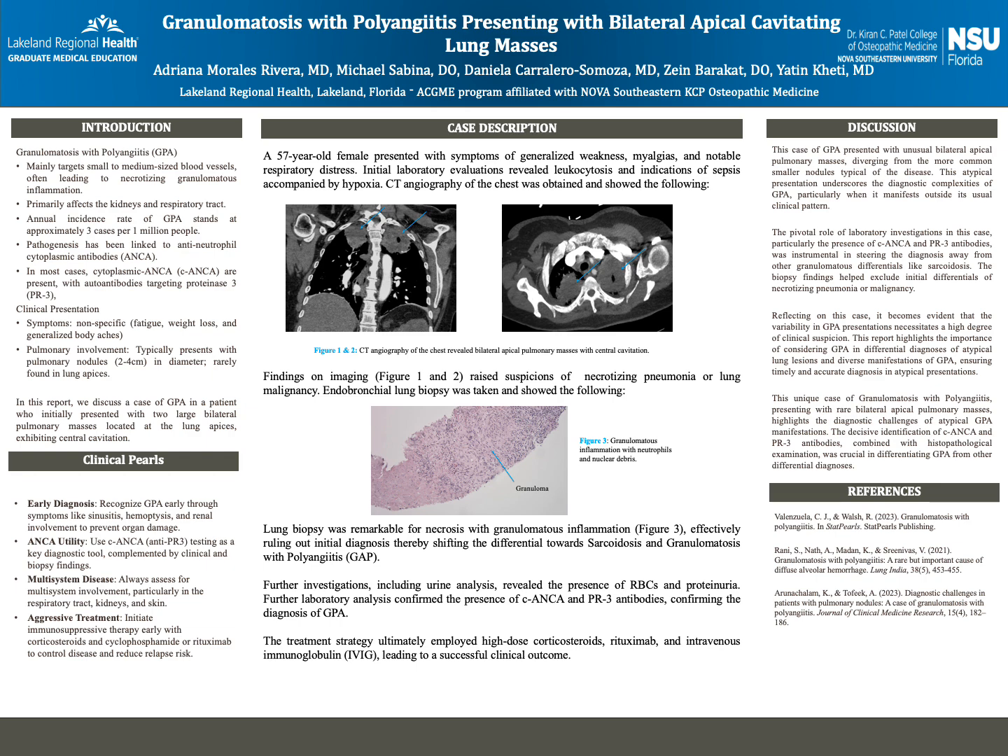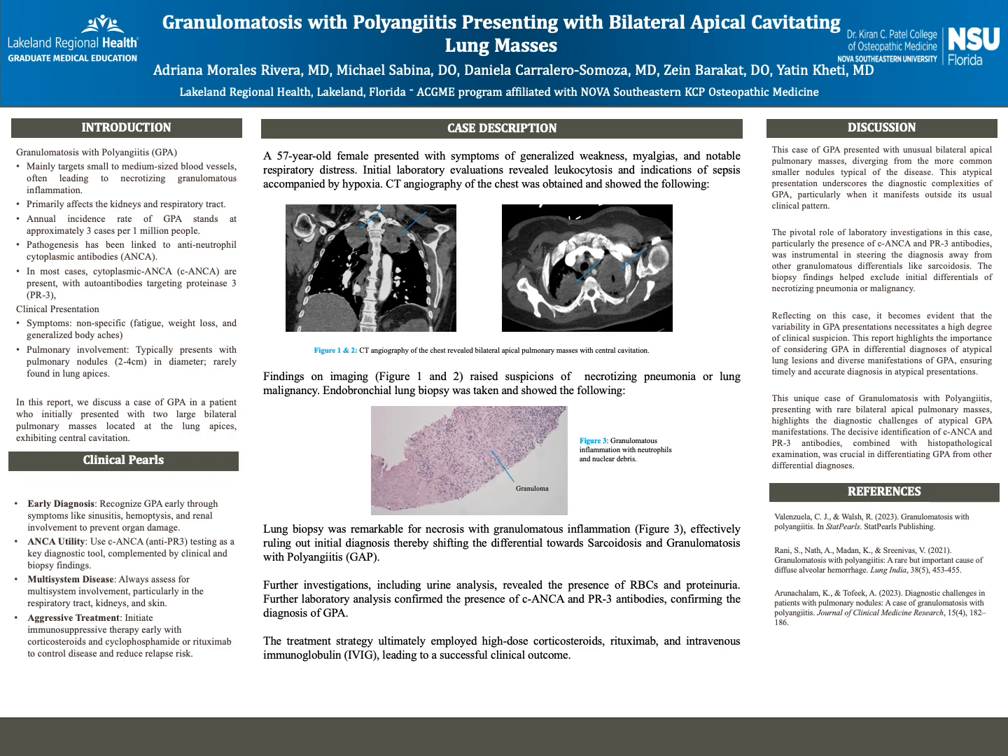Granulomatosis with polyangiitis is a type of small to medium-sized vessel vasculitis, primarily targeting the respiratory tract and kidneys. It's a rare disease with an incidence of about 3 cases per million people each year. Its pathogenesis involves anti-neutrophil cytoplasmic antibodies, or ANCA for short, particularly the C-ANCA subtype, which targets proteinase 3.